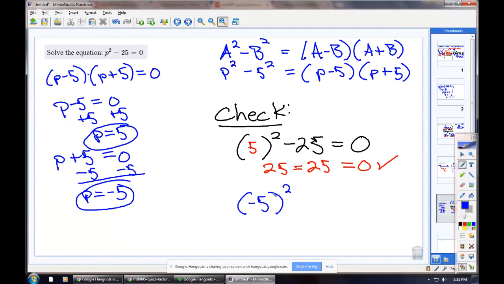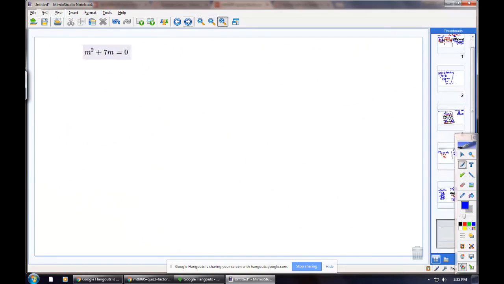Remember I said always put in parentheses when you substitute. Important, especially if you have a calculator. -5 times -5 is positive 25, minus 25. Yep, that's 0 too. Check. We are kicking butt here. Let's do another. All right, blow that up a little bit.